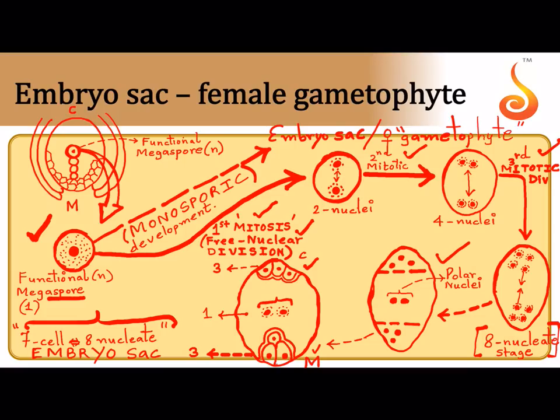2 of the nuclei migrate to the center, they become polar nuclei. They remain as nuclei only. The 3 on each pole, they become cells. So 3 cells in one pole, 3 cells in the other pole, and the central large cell becomes a cell with 2 nuclei. Totally 7 cells. How many nuclei? 3 plus 3 plus 2 in the center, 8 nucleate. Is that clear? Okay.